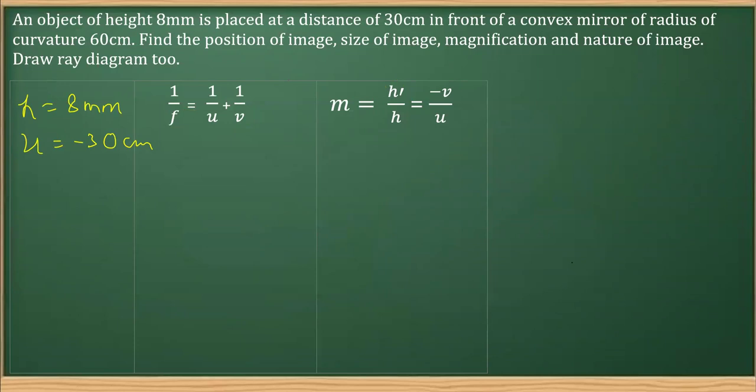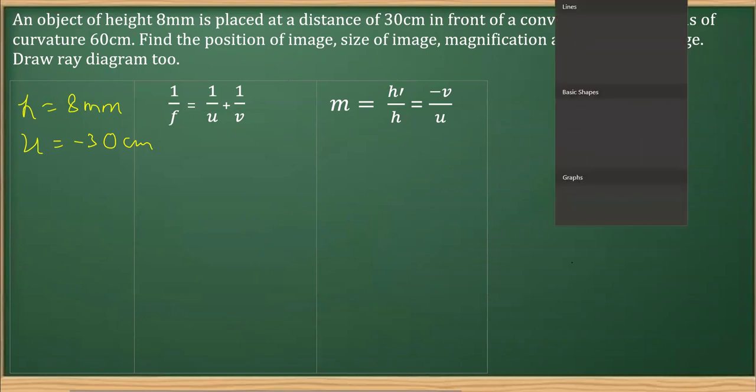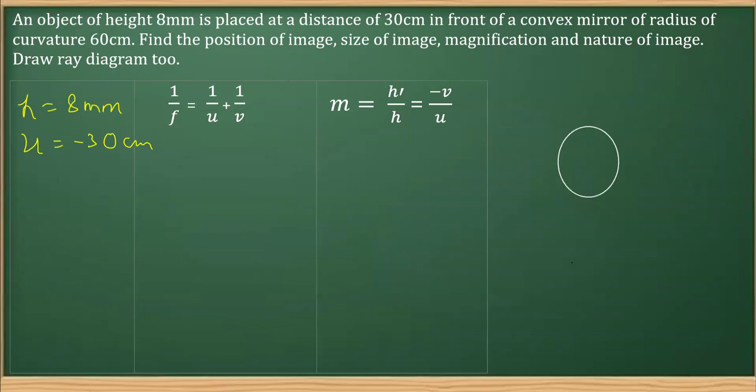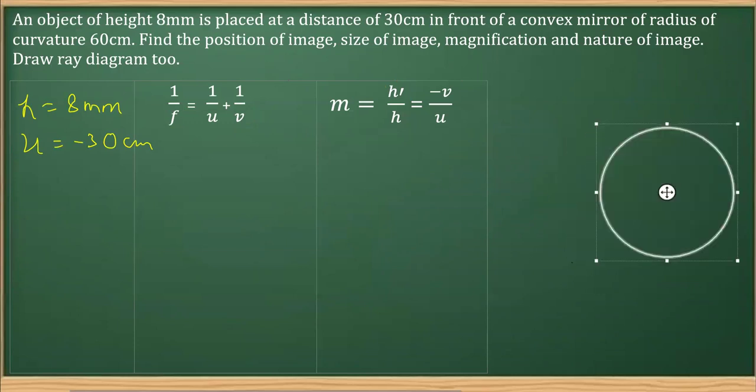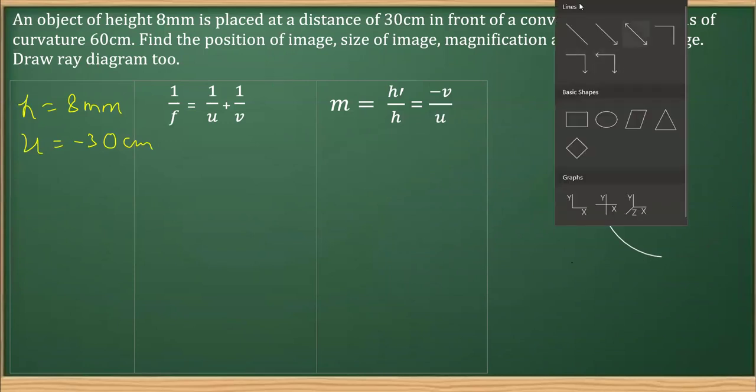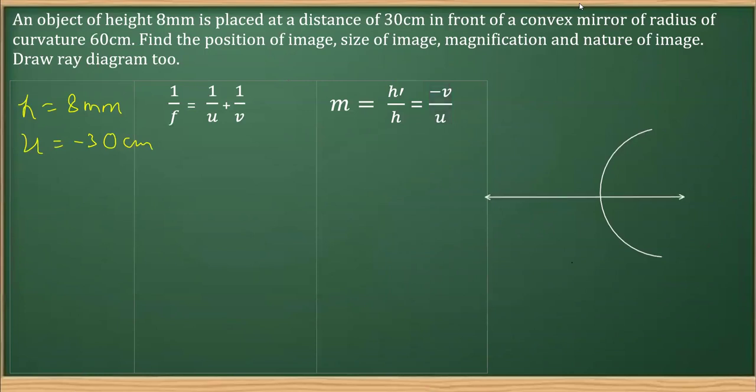Now, we got this U here, and then the radius of curvature. So let's say, for example, I draw a rough sketch of it. We have a convex mirror. Say I make one convex mirror here. A convex mirror, as you know, has its reflecting surface curved outward. And let's say this be the principal axis, an imaginary line passing through the pole and the center of curvature.